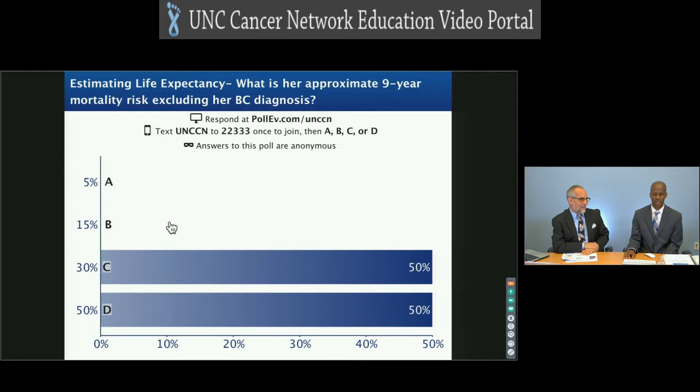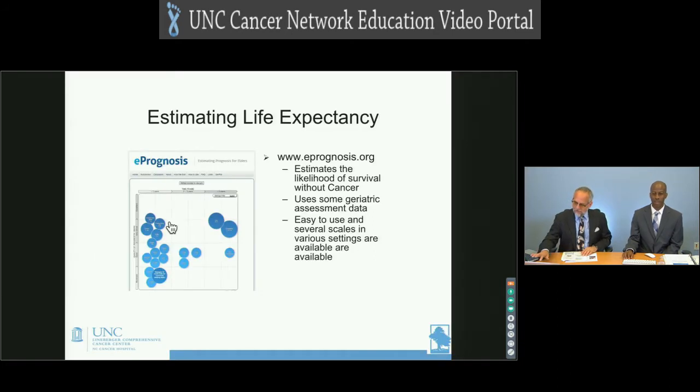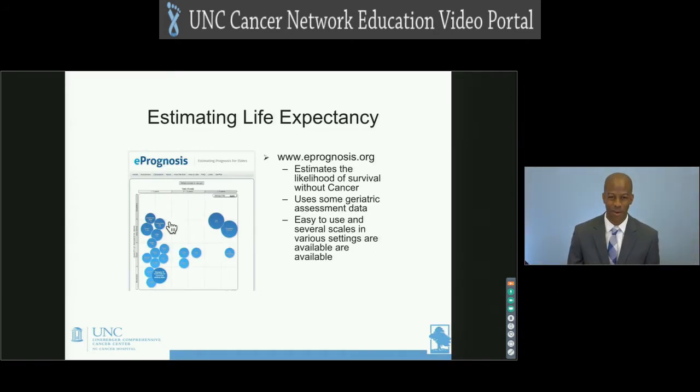Okay. All right. Well, the good thing about this is that you really don't have to guess. So I'm sorry we put you through that poll. But they're actually helpful tools, and one of the best ones I think is called ePrognosis. This is a website you can all go and check out, and this is the bubble view, which I really like. Each one of these is a tool that estimates life expectancy, and the size of the bubble represents how many patients the study was validated in. And there are different settings like outpatient, inpatient, and so forth.